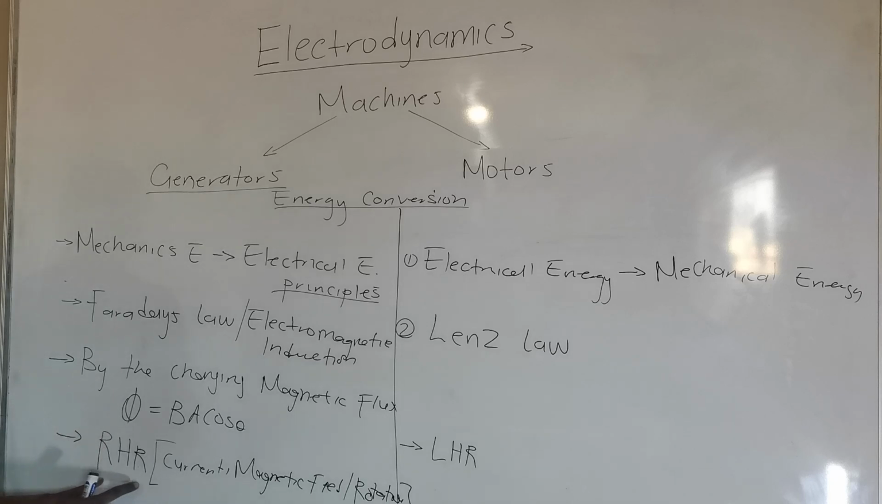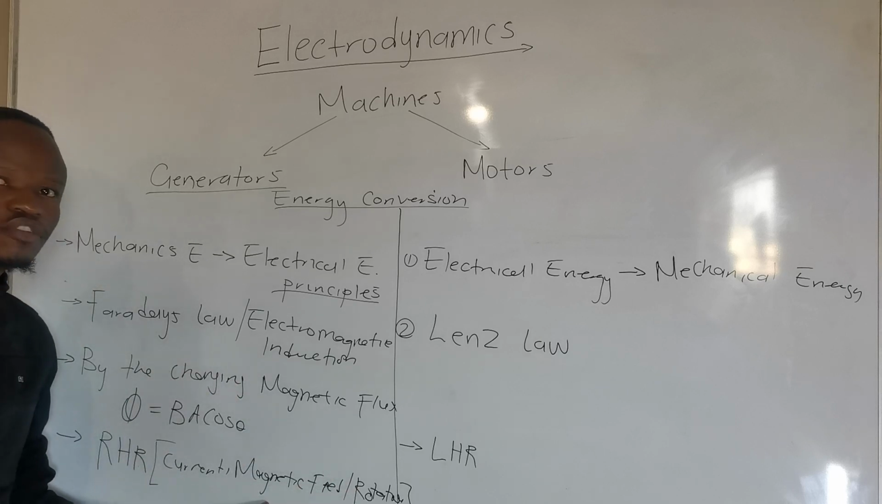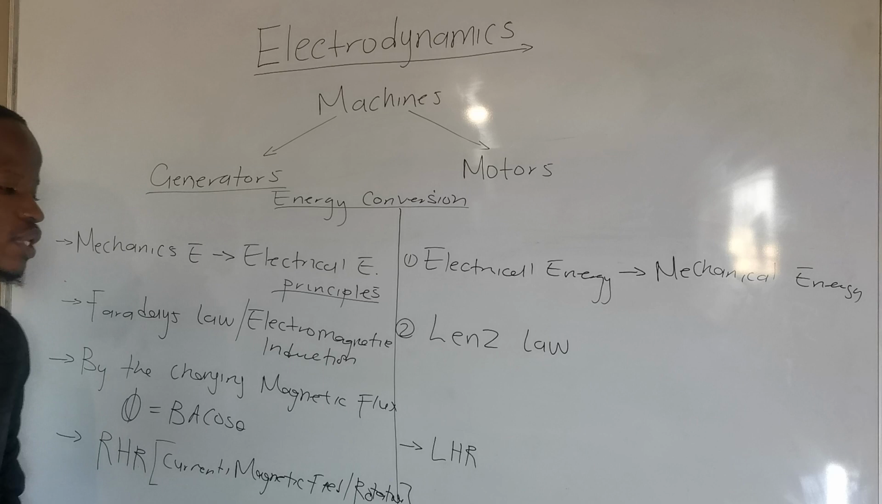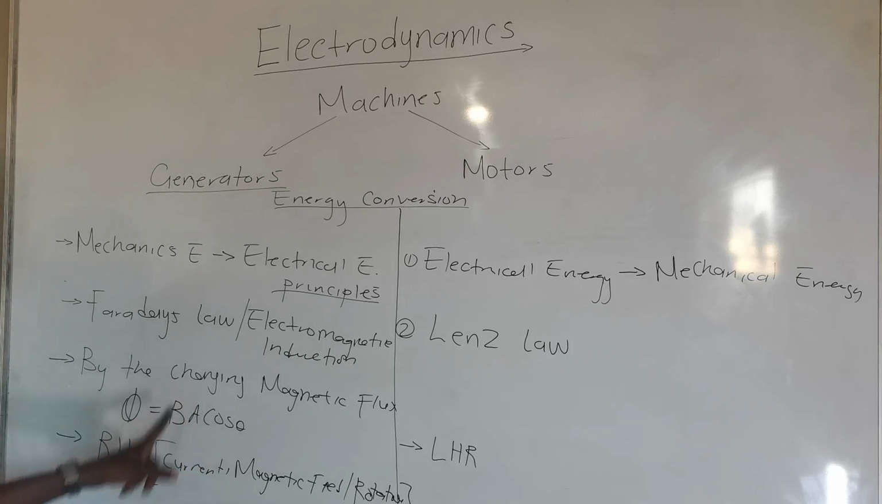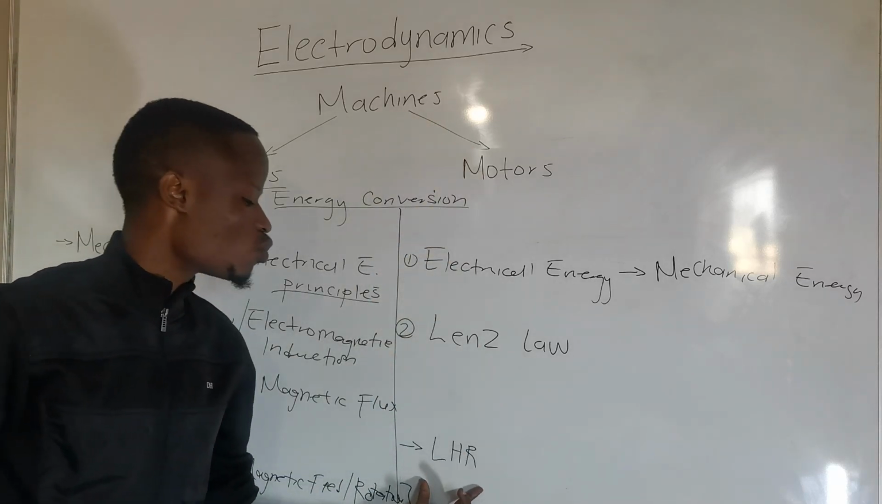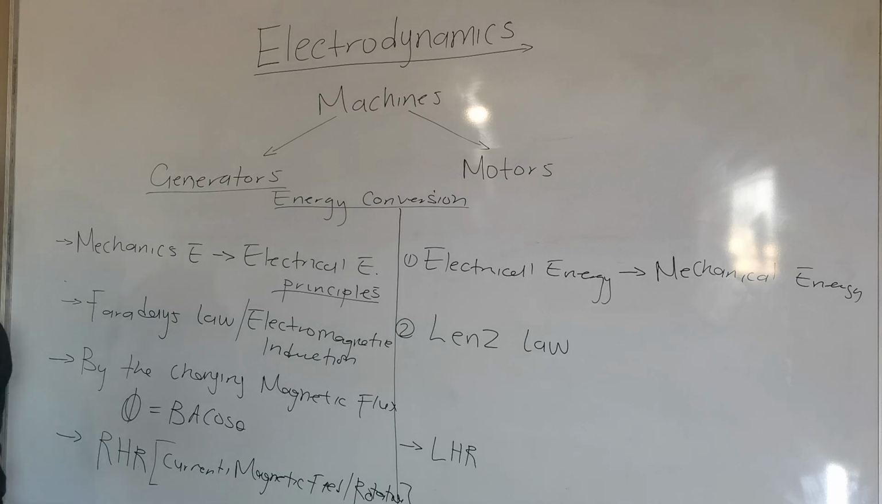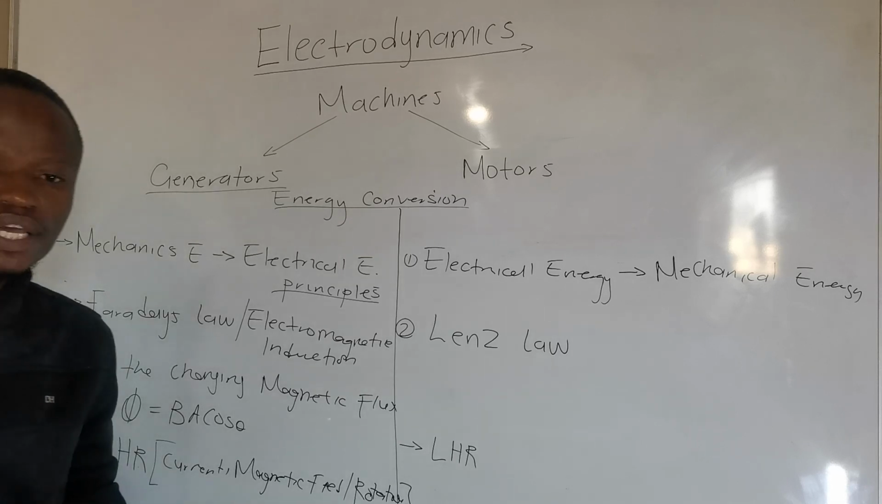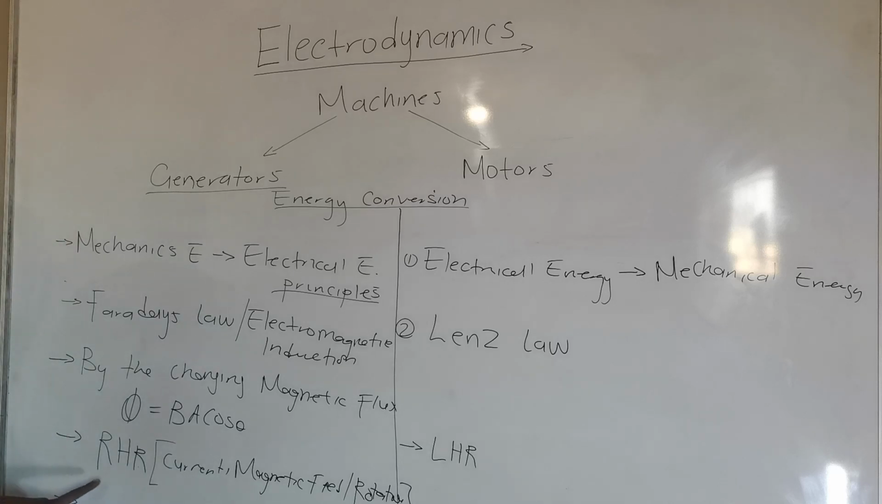So we use the right hand rule to predict the direction of the current if we are given the magnetic field direction and we know how the armature is rotating. We can predict the direction of the current. The same thing with the motors, we are going to be using the left hand rule. Alright. Let's see what else we actually need to be talking about. Now, I'm going to be trying to explain how the left hand rule is working and how the right hand rule is going to be working.